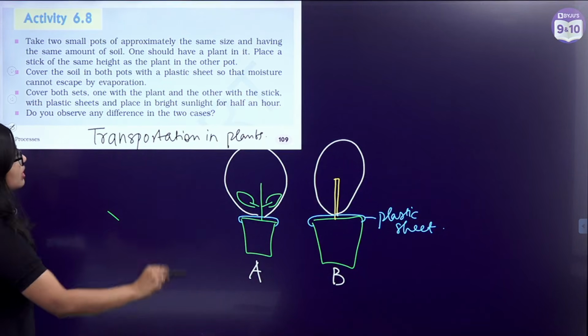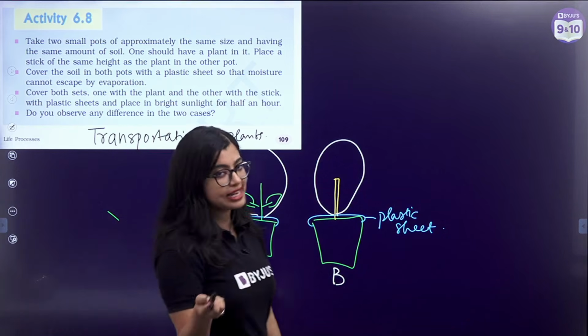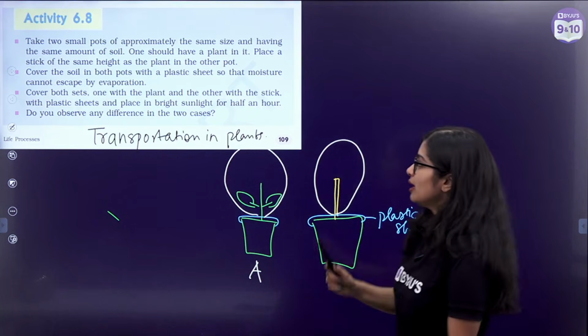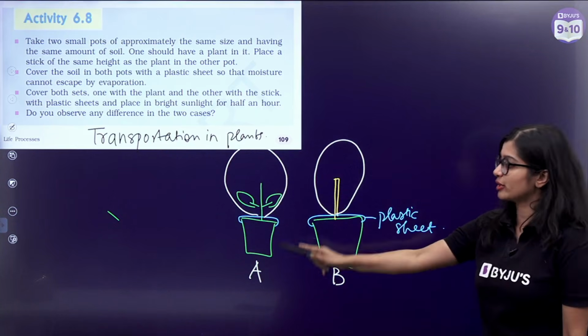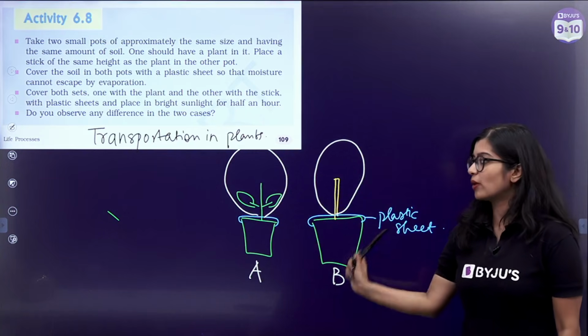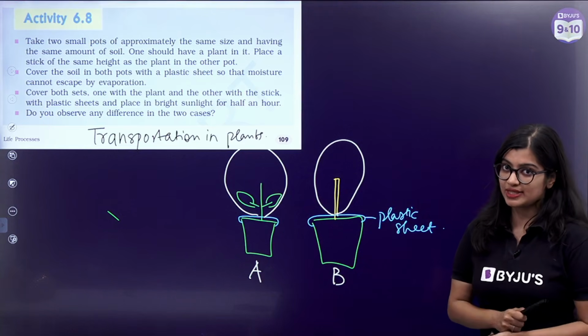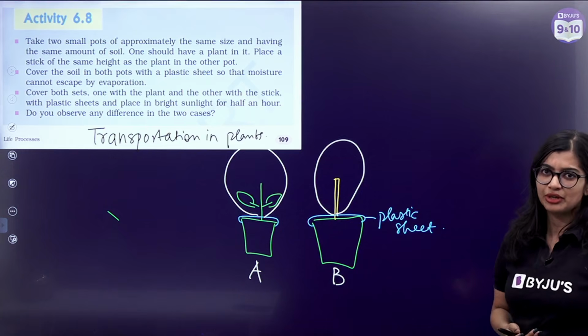Now, what we're going to do is take these two pots and keep them in bright sunlight for some amount of time. Now, they're asking us if there is going to be any difference in these two cases. Are we going to observe any difference? Pause this video and try to answer this yourself. But the answer is very simple, right?